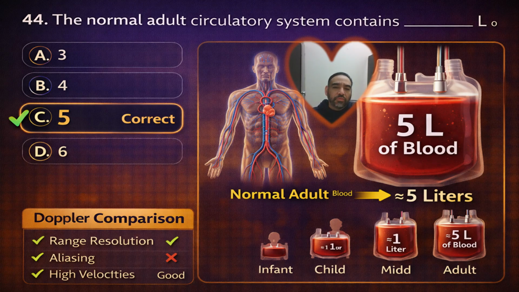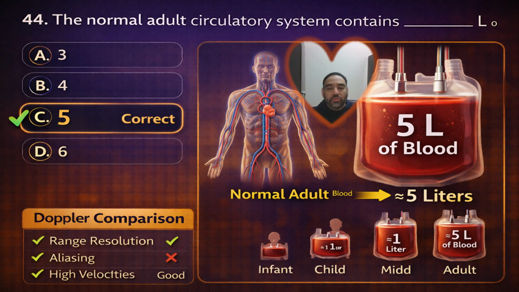Blood volume is roughly, if we look at it for a 70 kilogram adult, 70 times 70, which gives us about 4,900 milliliters, which is approximately 5 liters. And that's the accepted normal adult value. And why the other answers are wrong.